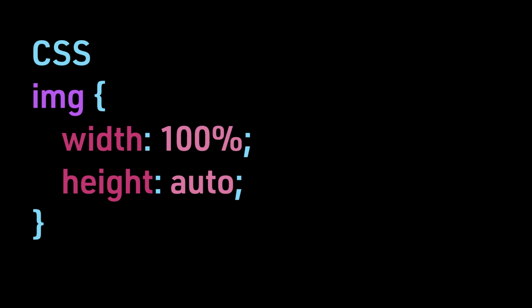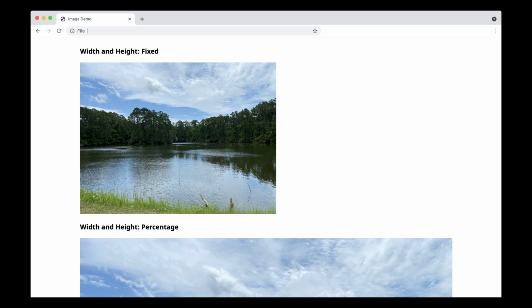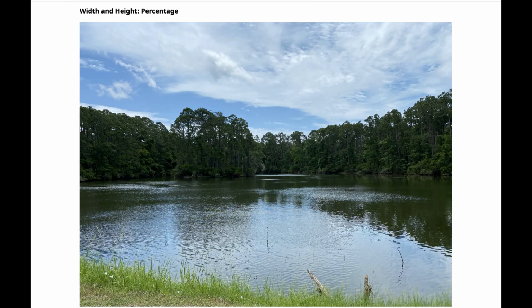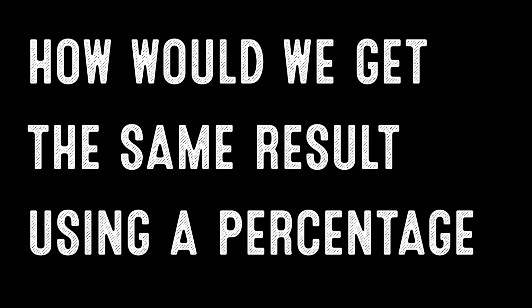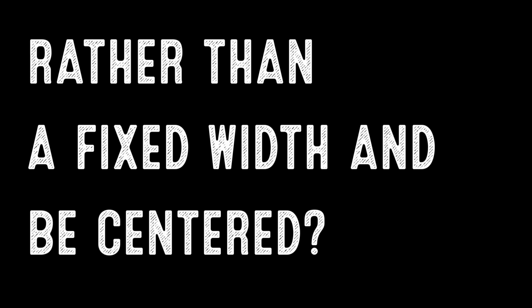Let's take a look. So we see that it is indeed much wider as we are telling the browser to display the image at 100% of the width of the containing element. Here is the full image. How would we get the same result using a percentage rather than a fixed width and be centered?